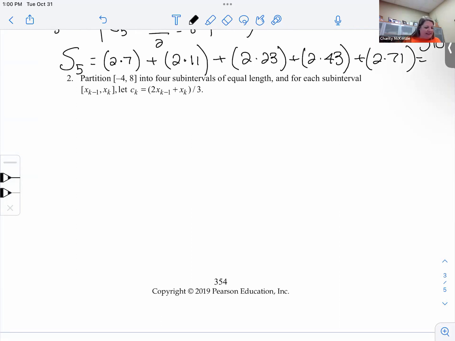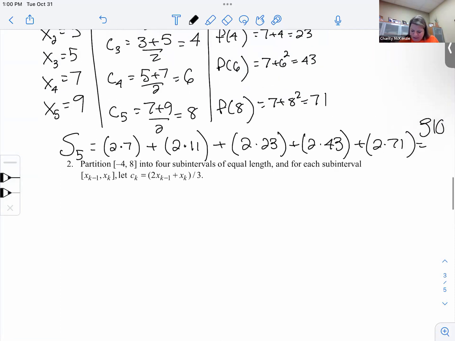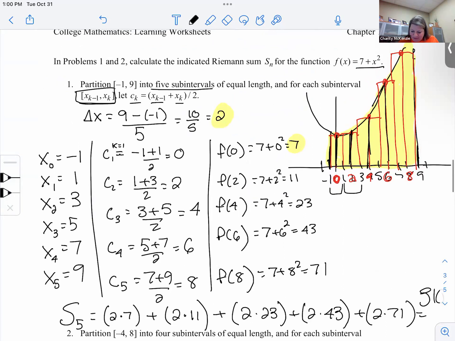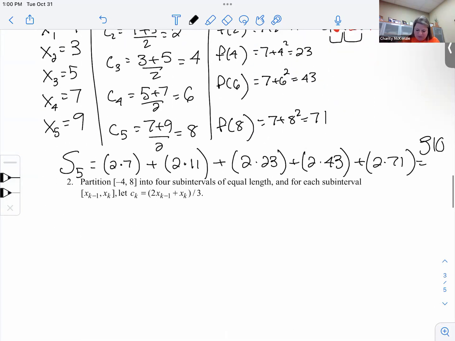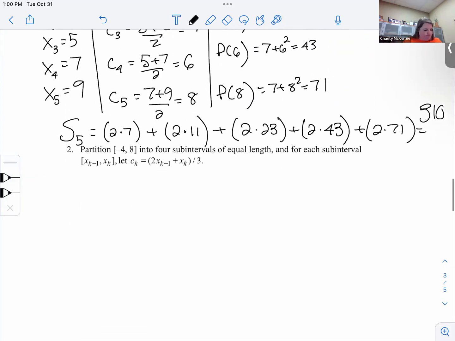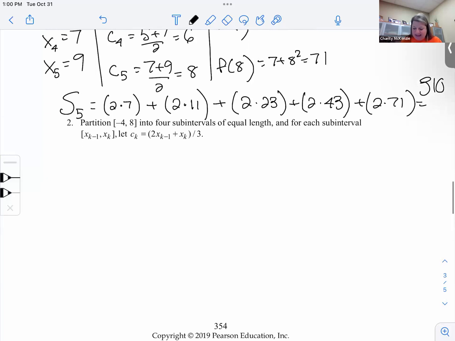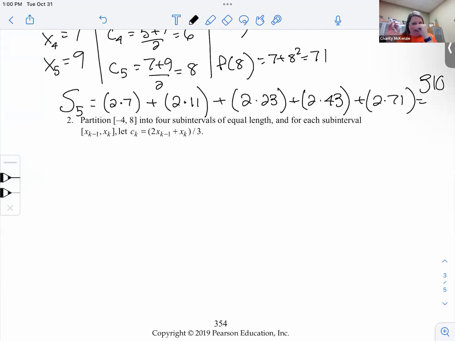So problem 2 is exactly the same. No, it's not. We're going to make it the same though, because that one goes from -1 to 9. This one goes from -4 to 8. Let's just do what they have. I wanted it to be the same because I wanted you to see that the area better be close to 310, because that's how we'd be able to see. They better be the same or very similar for the area under the curve.